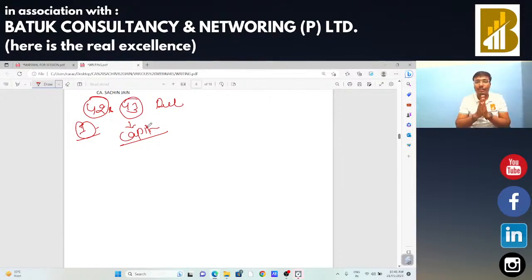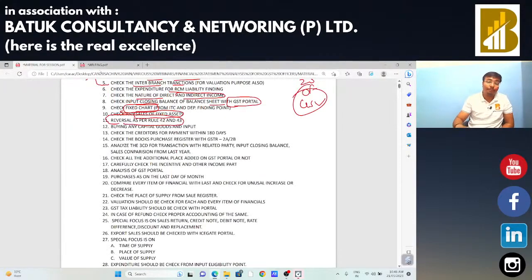Here we are going to discuss the analysis of financial statements, and from that point of view I just want to share that you need to check that there is a reversal of input tax credit on account of Rules 42 and 43, as per the method given in the rules. So we need to check the same.